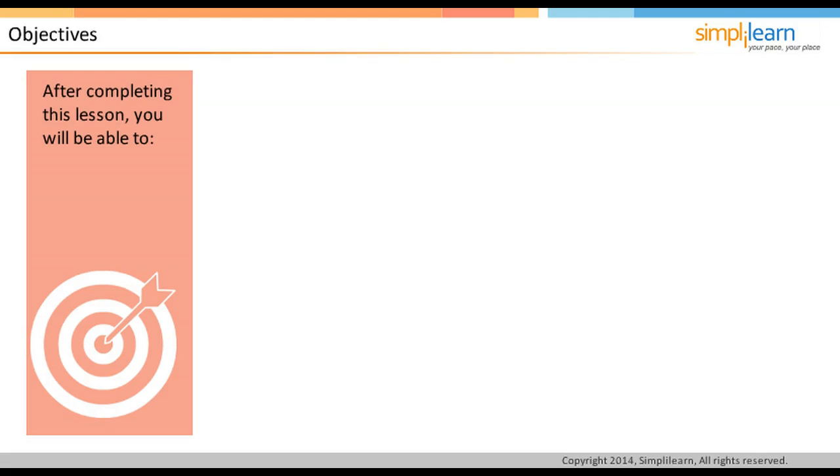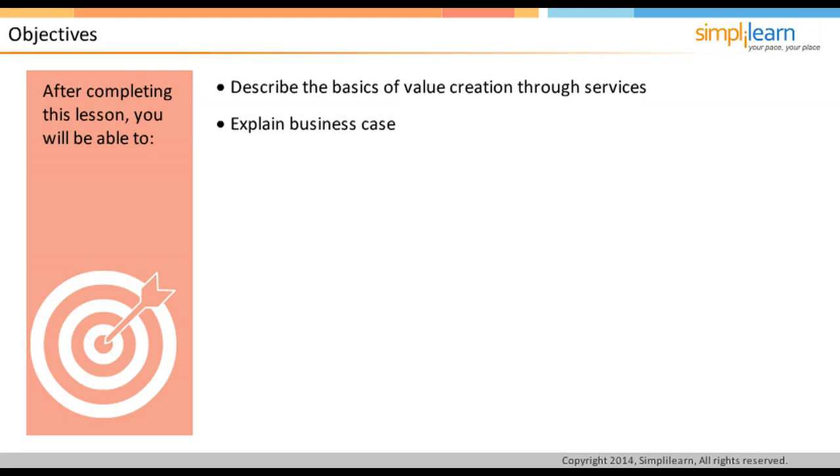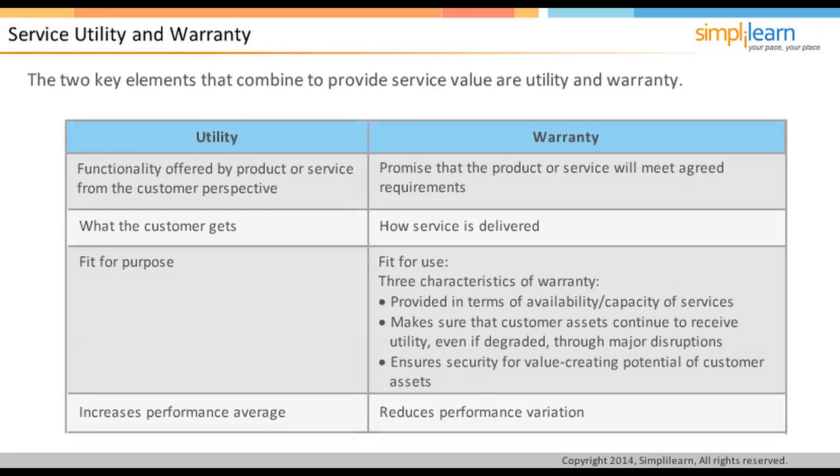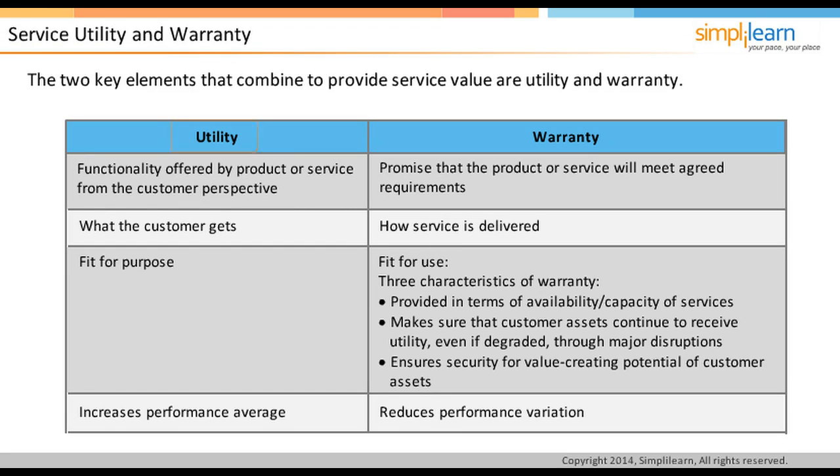After completing this lesson, you will be able to describe the basics of value creation through services. Explain business case. In the next screen, let us understand utility and warranty. One of the key concepts in service strategy is to determine how to create service value. The two key elements that combine to provide service value are utility and warranty.